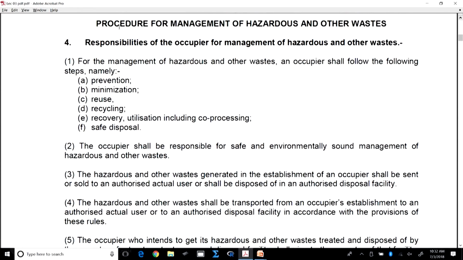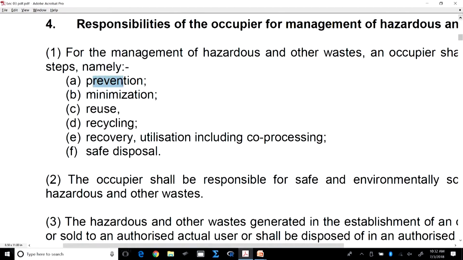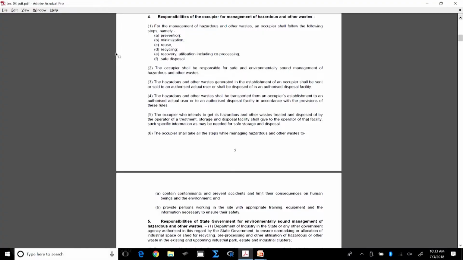So here is what I was trying to get at. Here it is the procedure for management of hazardous and other wastes. The key is prevention, minimization, reuse, recycling, recovery and safe disposal. These are the key aspects upon which the relevant thrust is, as in prevention, minimization, reuse, recycling, and then recovery and then safe disposal. These are the aspects that are going to be considered.